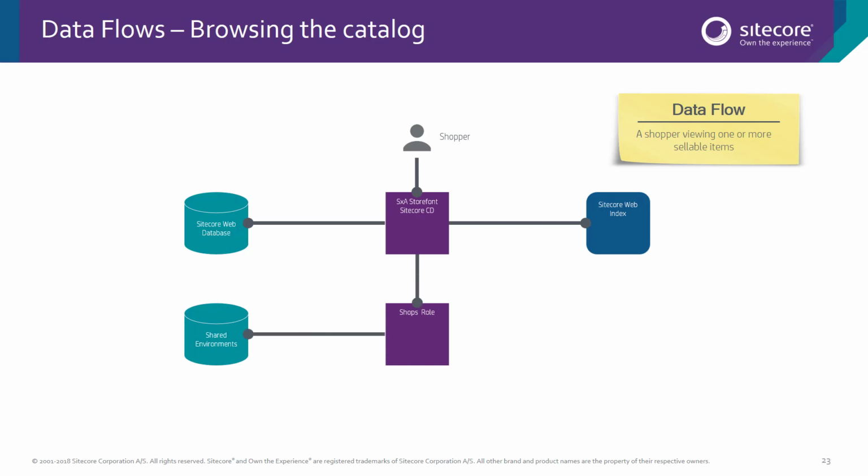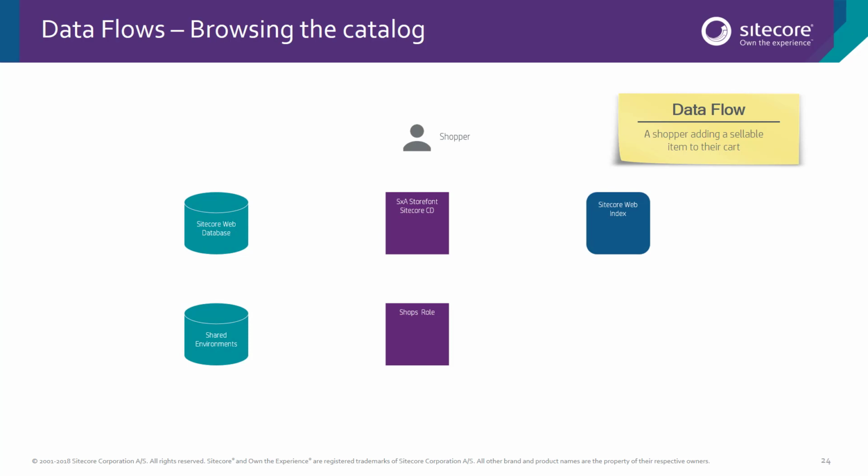The index documents are converted into Sitecore items, and the commerce data provider makes a call through to the shops role. The shops role retrieves the sellable items from the catalog entities table in the shared environments database, and the price is calculated using data from the pricing entities table, again in the shared environments database. The found sellable items are returned back to the content delivery instance. The data is then rendered and returned to the browser for the user.